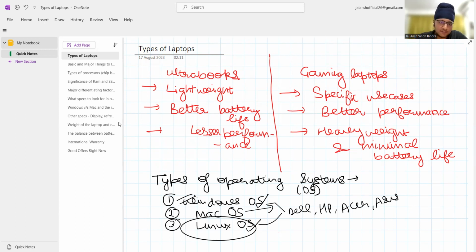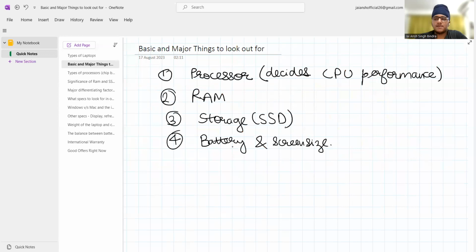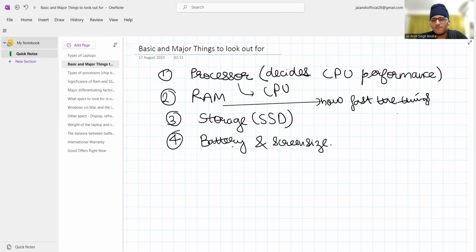So proceeding further, now we're talking about the basic things to look out for in a laptop. The processor, as I already mentioned, is the thing which acts as your CPU in a laptop. The RAM is the random access memory. It partially decides how fast things load on your screen, how many things you can run together, and it has small contributions to all these things which you see on your screen.